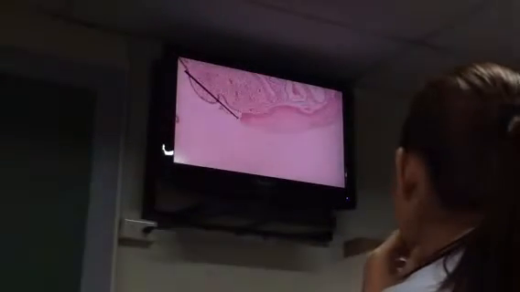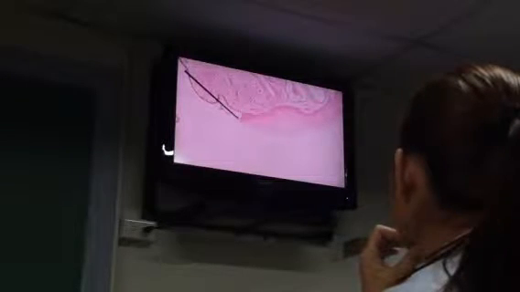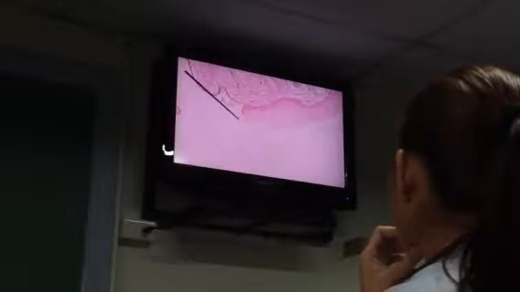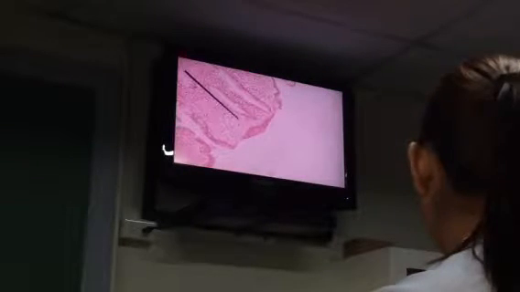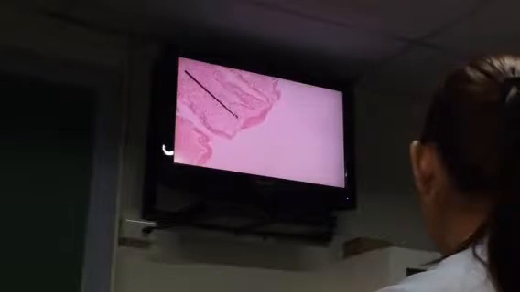Look at that. Lining epithelium in the exocervix is already stratified squamous non-keratinized epithelium. Okay, so this is what we call the portio vaginalis. On the other hand, the area where it's still endocervix is lined by simple columnar epithelium.